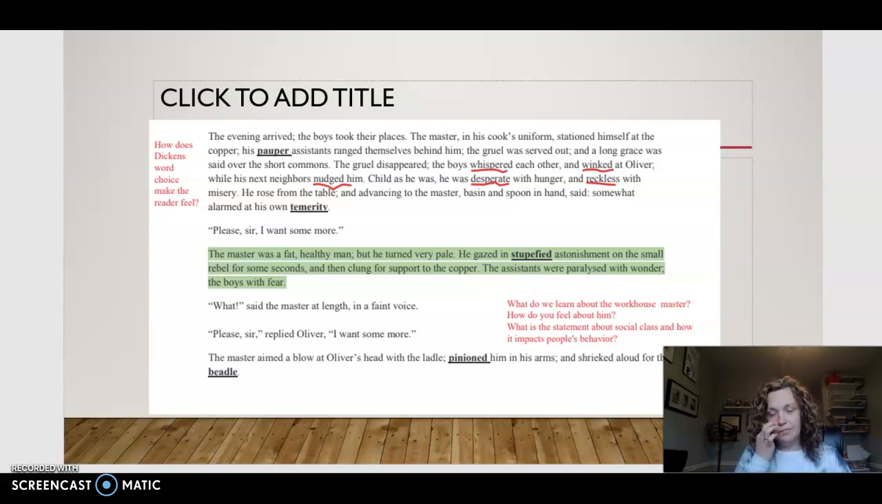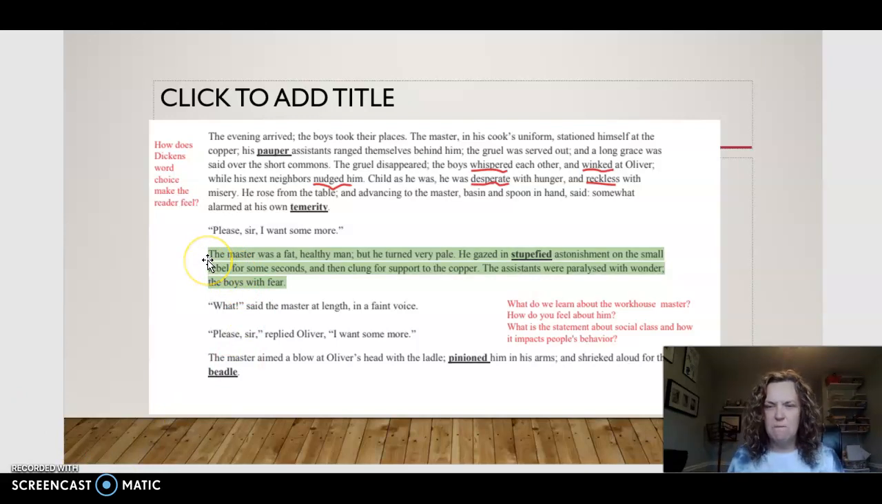All right. So, think about how Dickens builds this moment up. The boys are whispering at each other. They're winking at Oliver. They're nudging their neighbors. They can't wait. He's building that suspense, right? And this child, he's desperate for hunger. He's reckless with misery, but he's going to go up because he is the one who was picked to ask for more food.